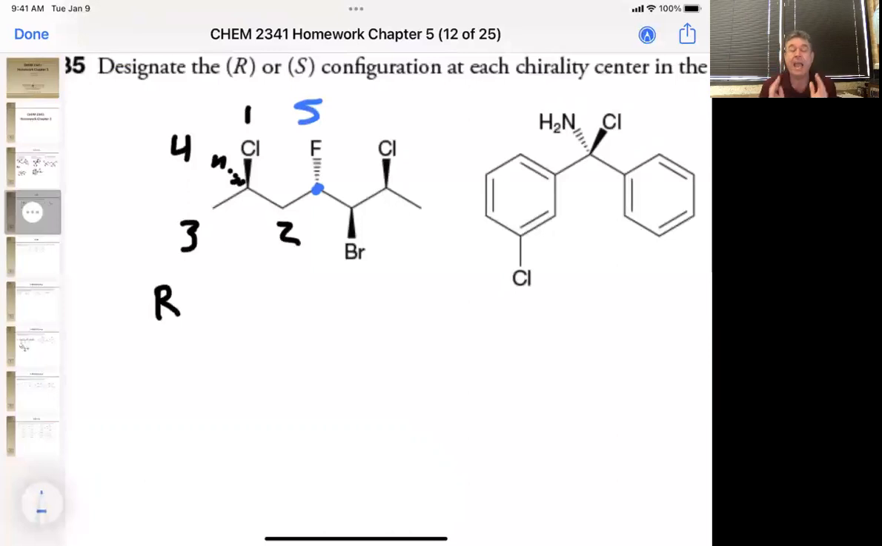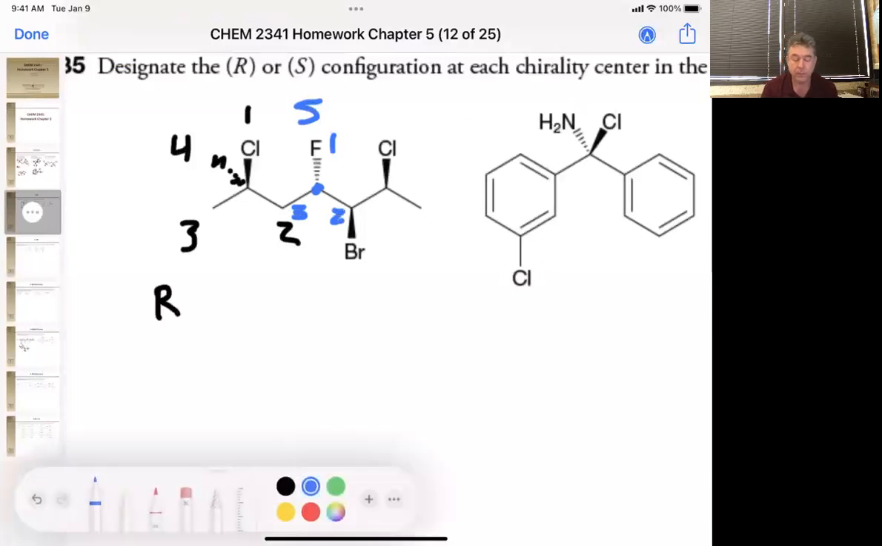So we have to use our finger or some other method on that. The other way to do this, and you have to use one method or the other, is to say this is our 1 priority, this is our 2 priority, and this is our 3 priority. That's going clockwise, but we have to flip it around to make it the correct perspective. The hydrogen's going back, and therefore it's going to be counterclockwise, giving us S. So that's one other way to approach these when they're written like this.